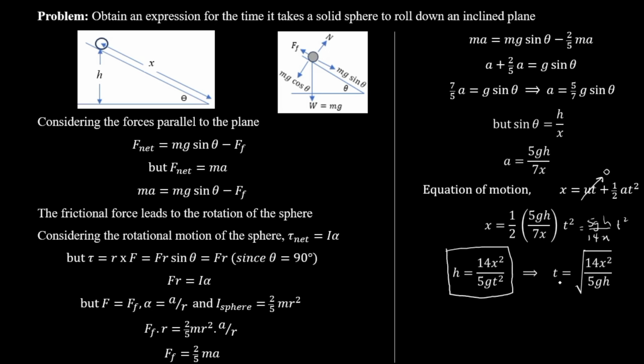Also take note that we can get the expression for the velocity from here. x over t gives us velocity. Displacement over time gives us velocity, and as such we can have this equation become h equals 14 over 5g times v squared. And then from there we'll have that v, that is the velocity when the sphere strikes the ground, is equal to the square root of 5gh over 14. So we've been able to obtain the expression for the time it takes the body to go down the plane. We've also been able to obtain the expression for the velocity with which the body strikes the plane.